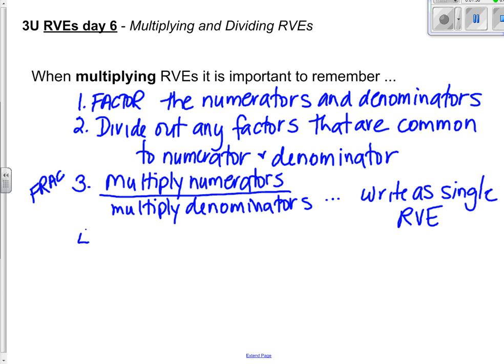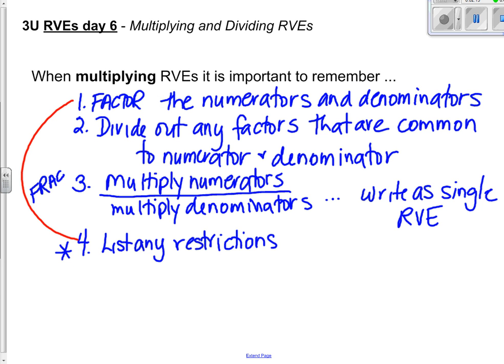Lastly, importantly, list any restrictions. It is easiest to find your restrictions from factored form. So you're going to look back up to factored form and list any restrictions by considering the bottom not equal to 0.